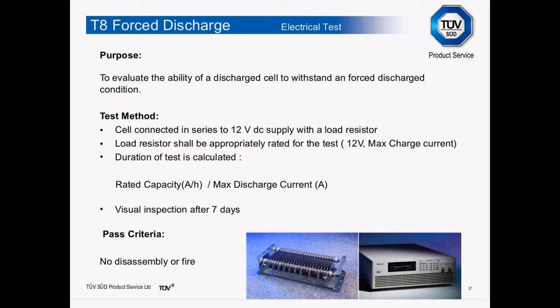The actual duration of the test is calculated by dividing the rated capacity in amp hours by the maximum discharge current in amps. After the test, it's left for 7 days, and after the 7-day period, a visual inspection is performed to check that no disassembly or fire has occurred.